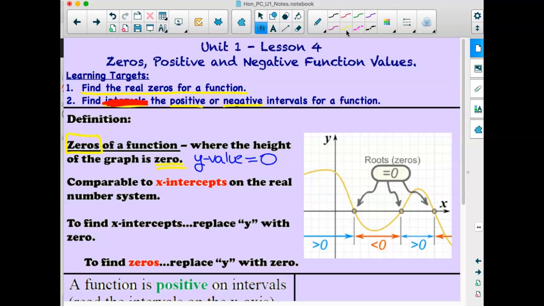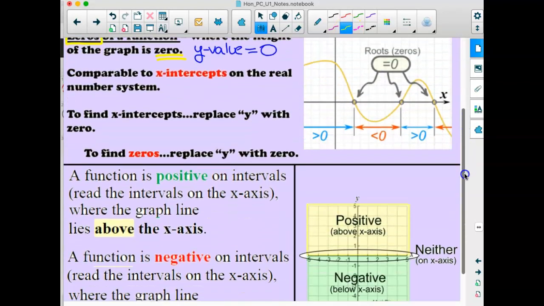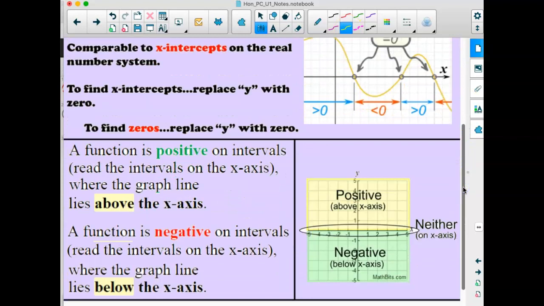They can also be called roots. They can also be x-intercepts. They are comparable to x-intercepts. So when you find the x-intercepts, you're replacing y with 0. That's how you do it. You simply replace y with 0, and you are guaranteed to have an x-intercept, assuming that you get a real 0. So that's very important right there.